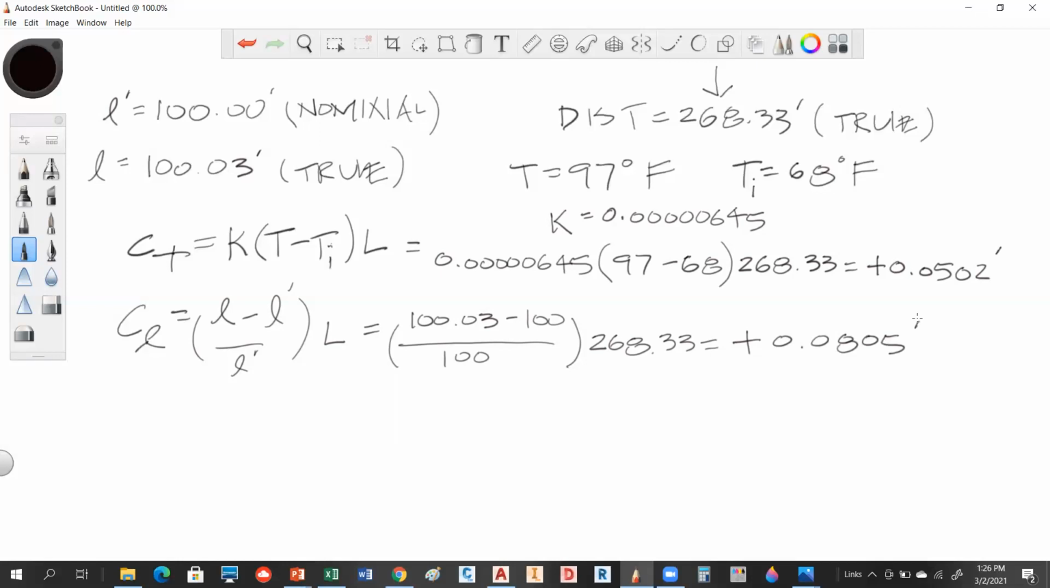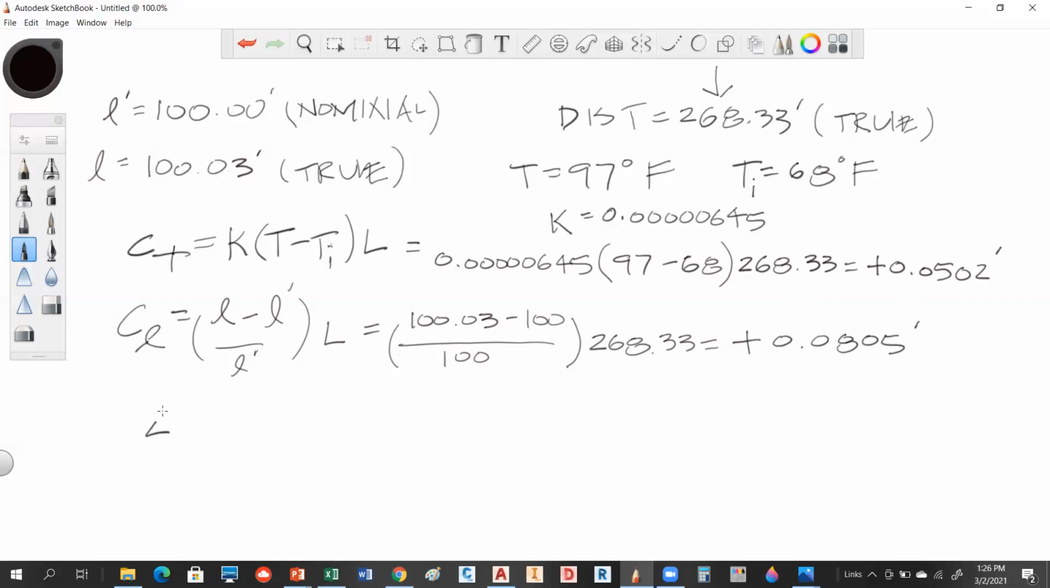And what's happening is truly both of those are happening at the same time. So what's going to happen is we're going to add those two together. Now you could realistically have one that's negative and one that's positive, and when you add them together, temperature cancels out incorrect length. That can happen. But in this case, they're both working in the same direction, so that's going to be a problem.